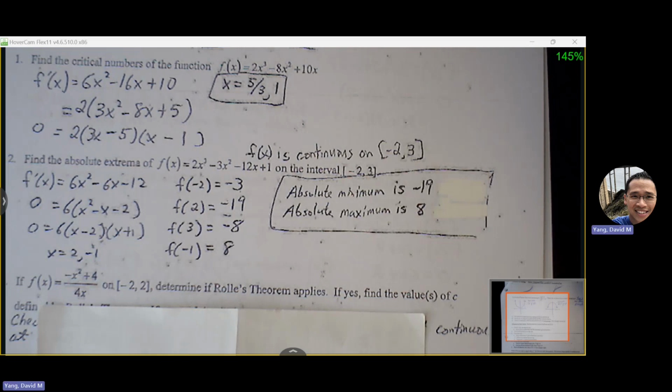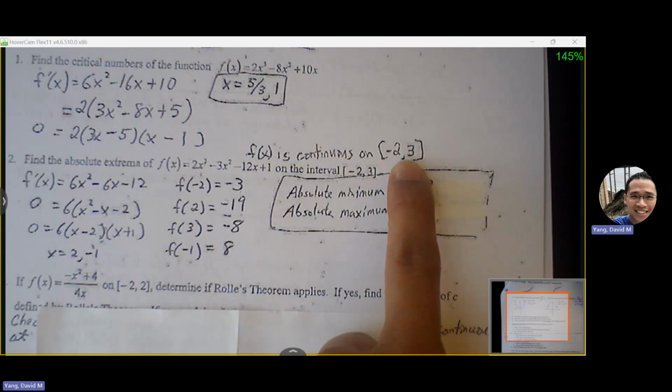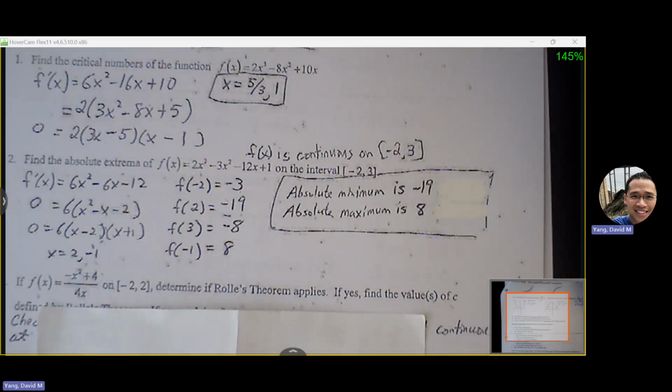All right, number 3, we want to determine if Rolle's theorem applies. So Rolle's theorem is like mean value theorem. They're basically the same thing. What conditions are required for Rolle's theorem and mean value theorem? So continuous and what? So continuous with brackets and then what with parentheses? Differentiable, yeah. So continuous just means that it's no asymptotes, no holes.